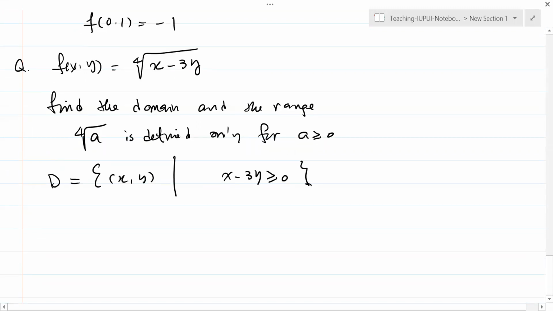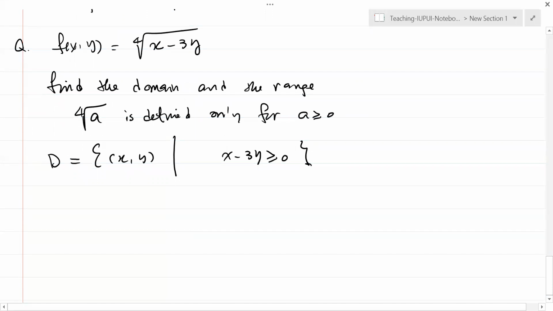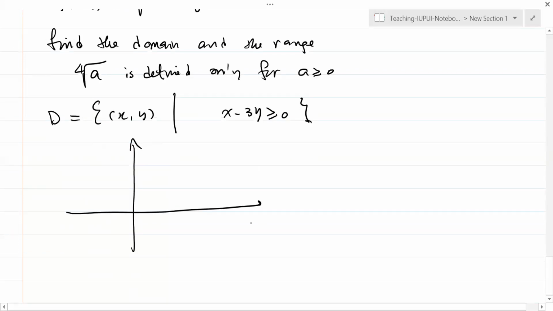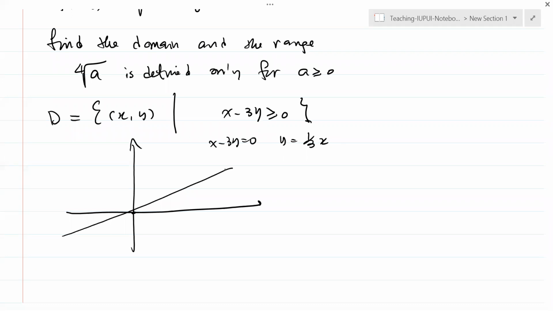And how can I describe this inequality? Well, you just need to describe it as an equality first. So x minus 3y equals 0. Then y is going to be 1/3 of x. So this is a line passing through the origin and has a slope of 1/3. This line should be in the domain. But which side of the plane is the domain? You have to test it.